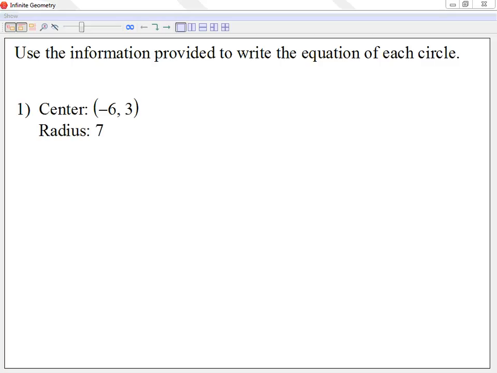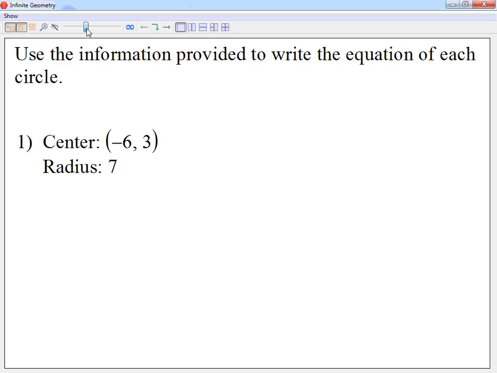Alright, so looking at today's work, like I said, we're going to look at the equation of circles. For the first 10 questions, I'm going to give you information numerically. Then questions 11 through 20, I'll give you information graphically. And then the last 10 questions, you have to graph your circle. So looking at this, I'm giving you the coordinates of the center of the circle.